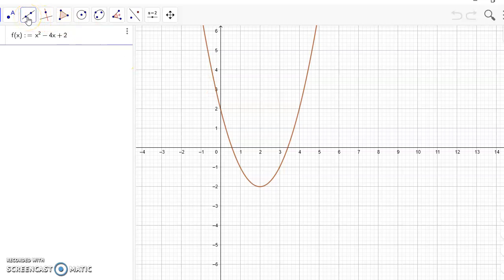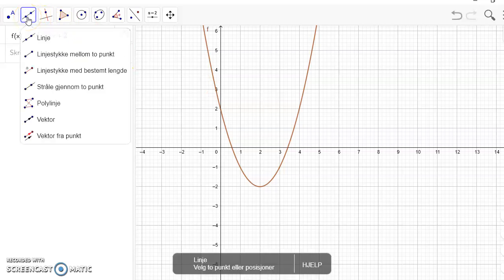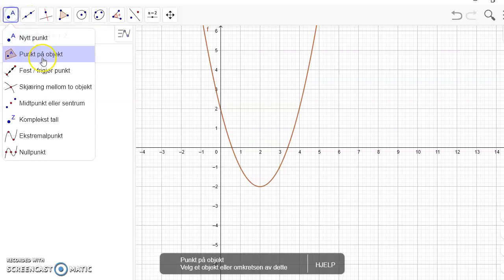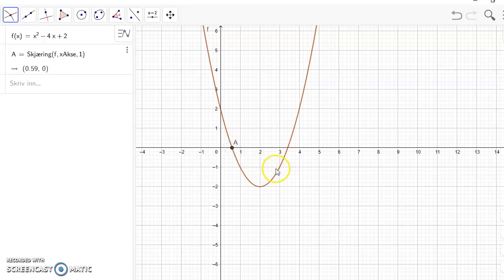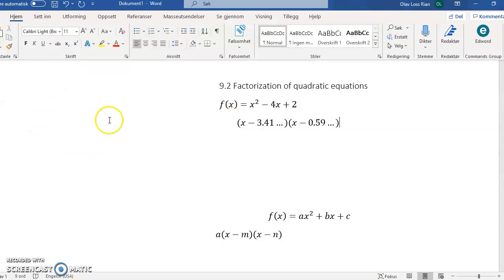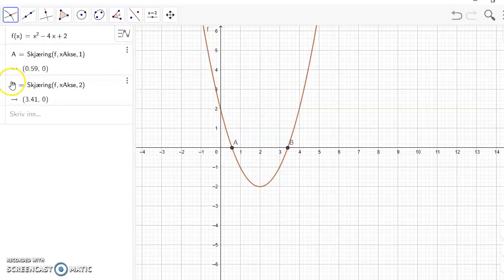All right, and we can identify the zeros here and also here. And it turns out that they are indeed 0.59 and 3.41. So those are the zeros of the function. Once we have the zeros, we can also find the vertex, and that's going to help us draw the function by hand.